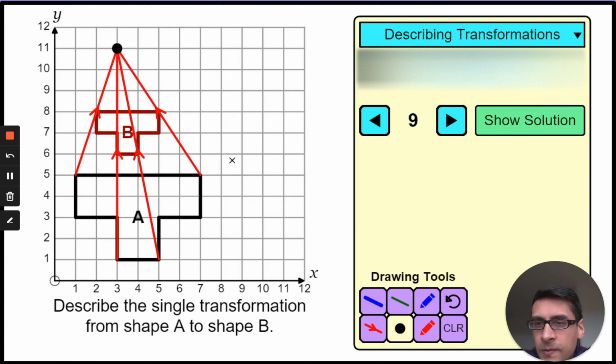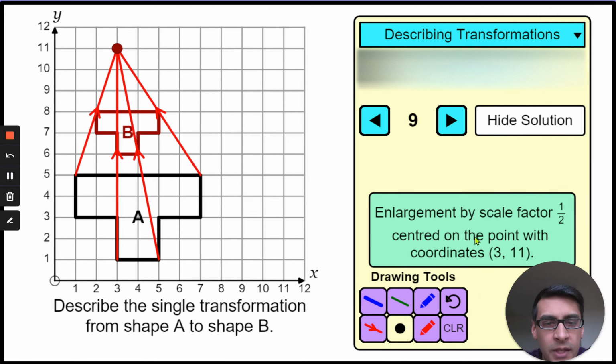The scale factor, well, we're going from the black shape to the reddish purple shape. You can see it's the side length 2 becomes side length 1, so the scale factor is a half. So it's an enlargement, scale factor half, about the point 3, 1, 1. So remember to have all those points shown.